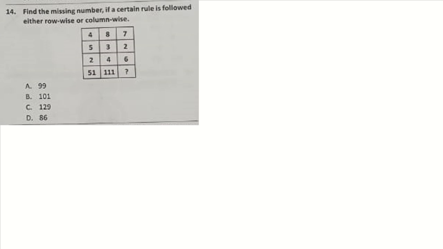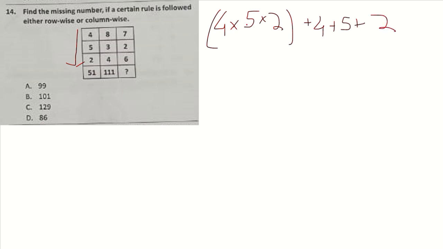Find the missing number if a certain rule is followed either row wise or column wise. Now, in this scenario, the rule is followed column wise, and the rule is 4 into 5 into 2. After we multiply this, we add the result to 4, 5, and 2. So here we get 4 into 5, 20 into 2, 40, plus 4, 44, plus 5, 49, plus 2, 51.